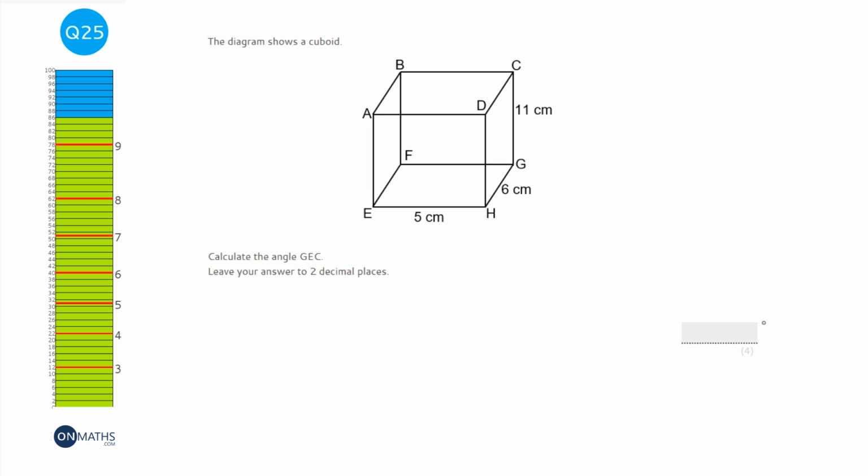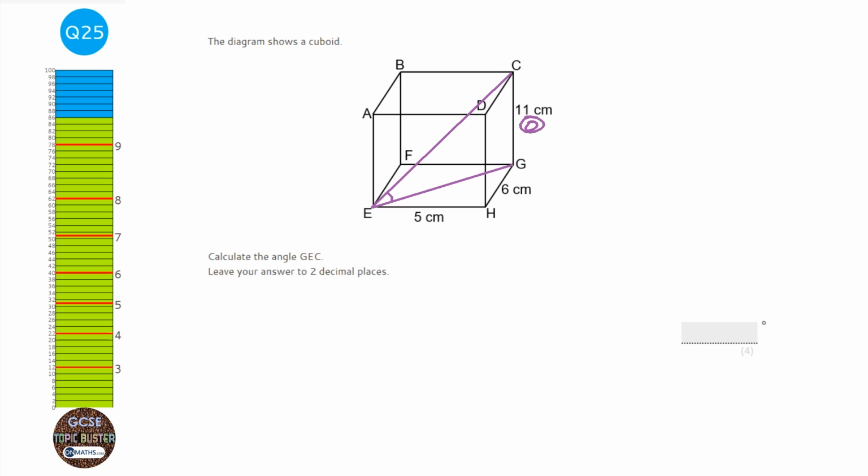To be able to answer questions like this, you've got to be able to sort of think in 3D. So try and imagine that this box is sitting in front of you. You're asked to find the angle GEC. So if we go from G to E to C, then we're being asked to find this angle here. Well, we know to find an angle, we're probably going to be using trigonometry. And at the moment, we only have one length. We have that 11 centimetres at the end, which will be the opposite. So if I mark that, that's the opposite when we use trigonometry.